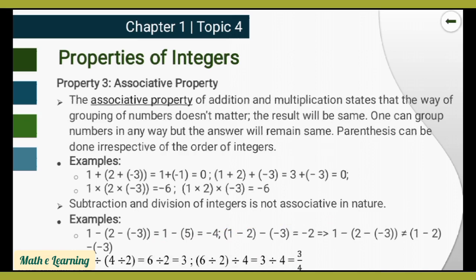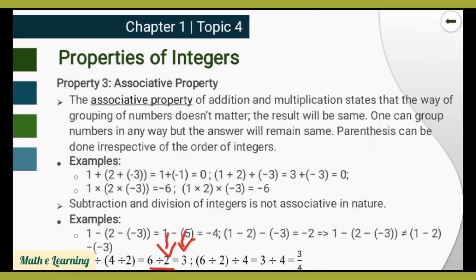6 divided by 4 divided by 2. And now grouping is of 4 and 2. So 4 divided by 2 is equal to 2. And further we divide 6 by 2 and we obtain 3.